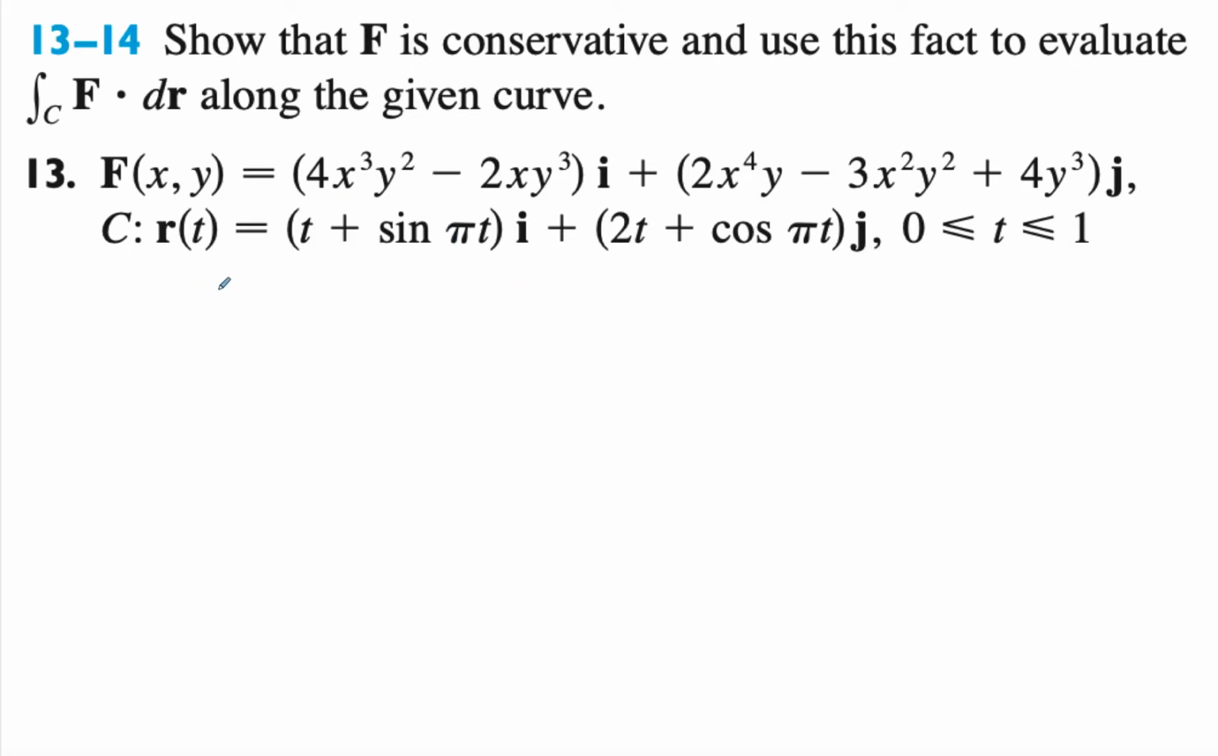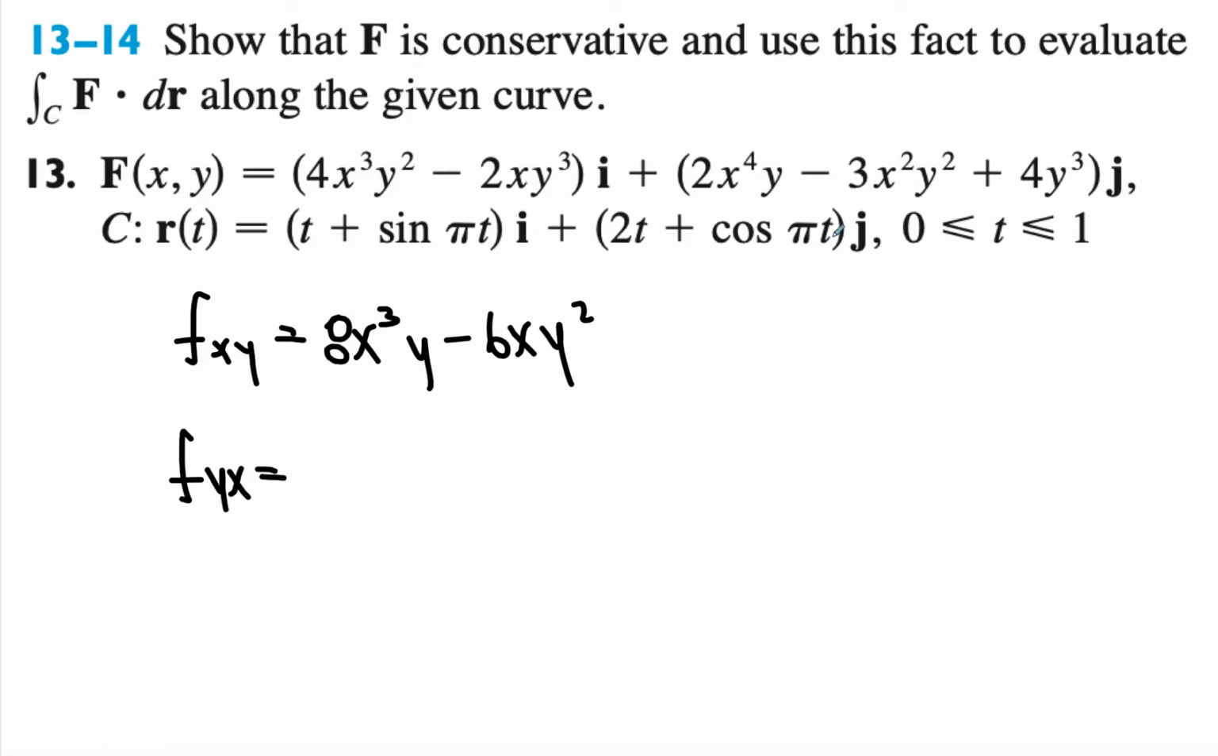So this one is f of xy. I'm going to take the derivative of this one against y. Then 2 comes to the front, so 8x cubed y, and here minus 6xy squared. Now from here I'm going to take the derivative against x. Then what is f of yx? 4 goes to the front, so we have 8x cubed y, and then 2 goes to the front, minus 6x, and then y squared, and then the last term becomes 0. So good, it is conservative.